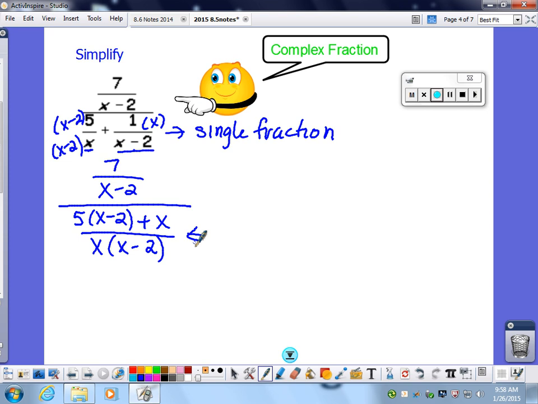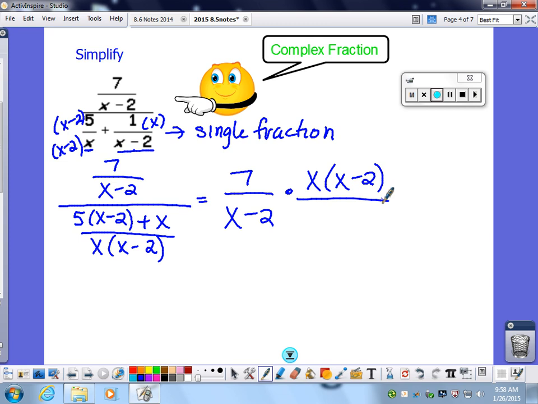So now I can flip and multiply. You cannot do that until you have that denominator as a single fraction. So this is going to become 7 over x minus 2 times x minus 2 over 5x minus 10 plus x.